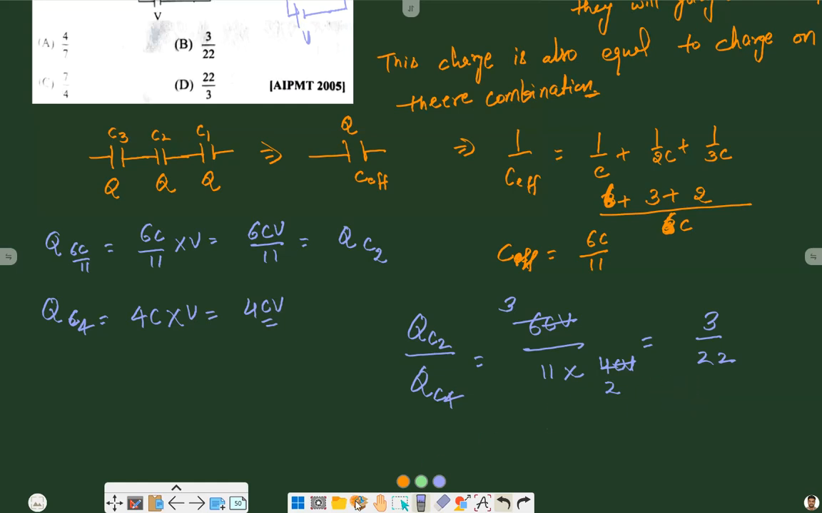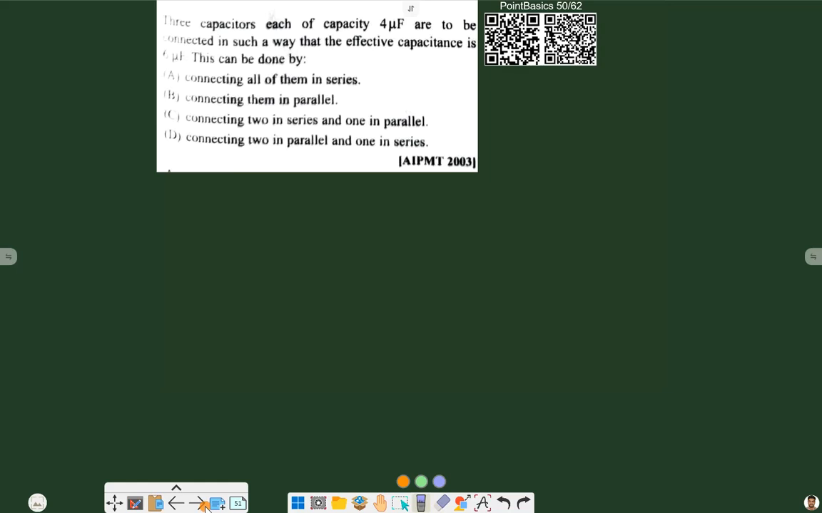Moving to the next question. 3 capacitors, each of capacity 4 microfarad, are to be connected in such a way that the effective capacitance is, I think it is 6 microfarad. This can be done. So 3 capacitors we have of 4 microfarad, and we have to make them 6 microfarad.